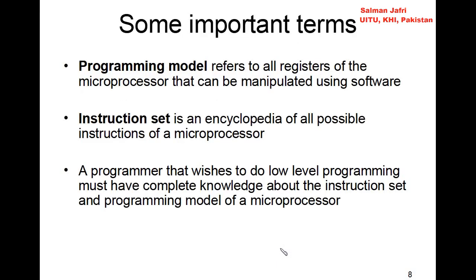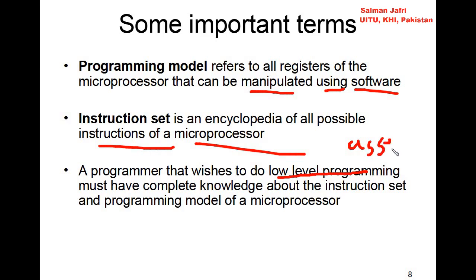Now some terms that are very important. Programming model refers to all registers of the microprocessor that can be manipulated using software. So all of the registers that you can manipulate and change using software form the programming model of the processor. And what is the instruction set? Instruction set is an encyclopedia of all possible instructions of a microprocessor. So if you want to do low-level programming, especially in assembly language, you must have a vivid idea about the programming model and the instruction set. Unless you have an idea about them, you cannot do assembly language programming.